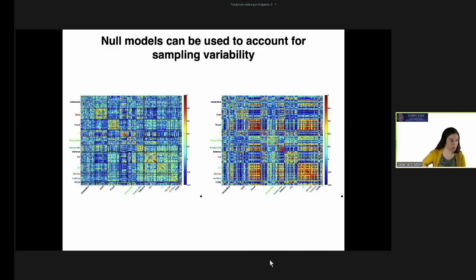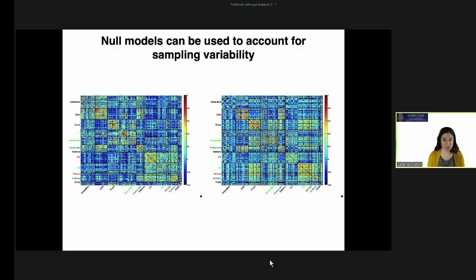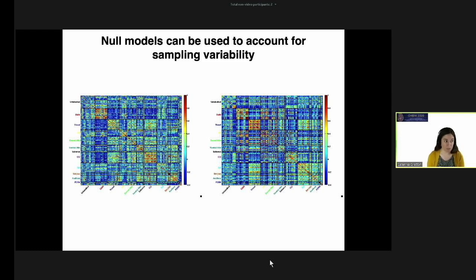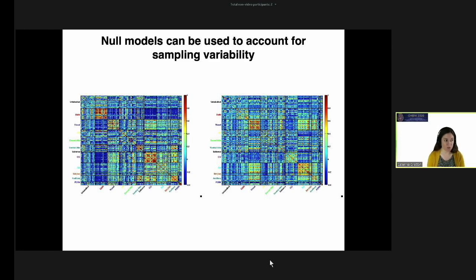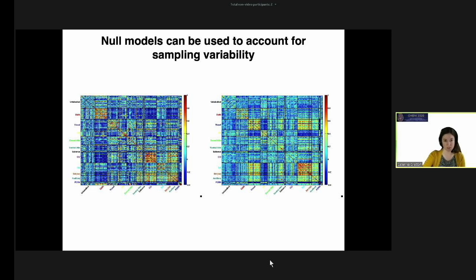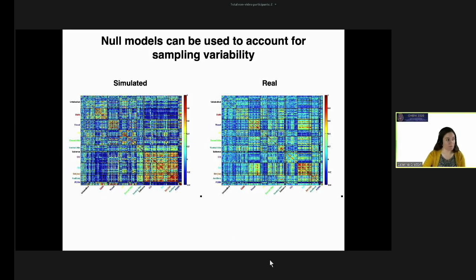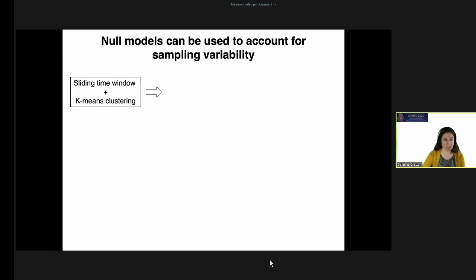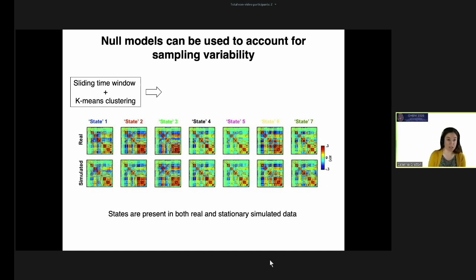So here I'm just showing you examples of the simulated and real data changing over time. And I'd argue that you might have a hard time picking out which of the two is real and which of the two is simulated from these movies, unless I show you the labels. And in fact, when we apply sliding time window techniques and k-means clustering to these two types of data, we can see that we can identify states in both the real and the simulated data, and in fact that they look quite similar to one another. This suggests that states detected by k-means clustering can be driven by sampling variability. Now, if you're interested in using this particular model, it's available online at this link that I'm showing you here below.